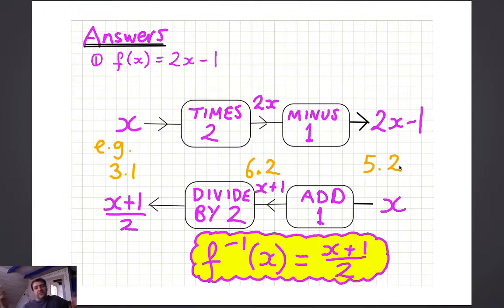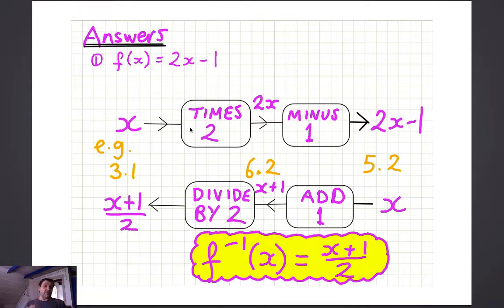So to get the inverse function, I'm going back the other way through the flowchart and trying to do opposite things. So starting with x going in the right side and working to the left. The opposite of minus 1 would be add 1. So x in add 1 would give you x plus 1. And then the opposite of times 2 would be divide by 2. So x plus 1 into a box that says divide by 2 would give you x plus 1 over 2. So the inverse function of that is x plus 1 over 2.